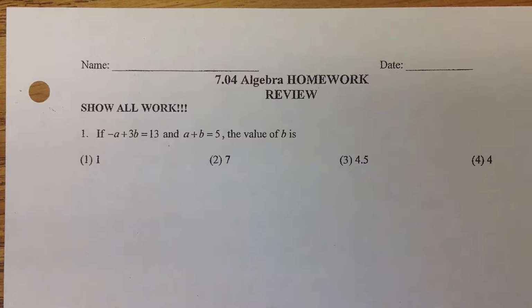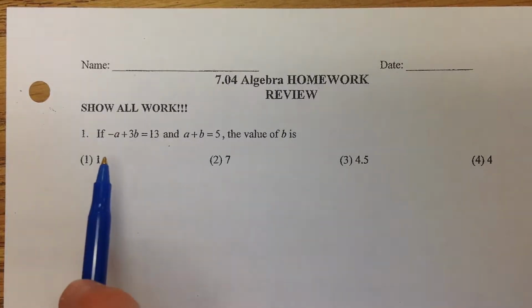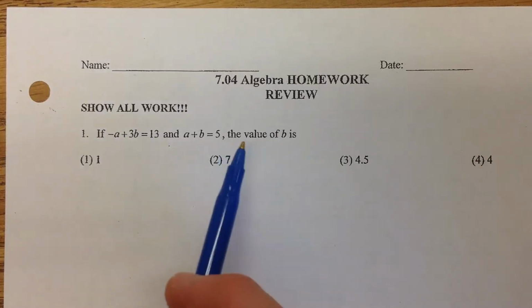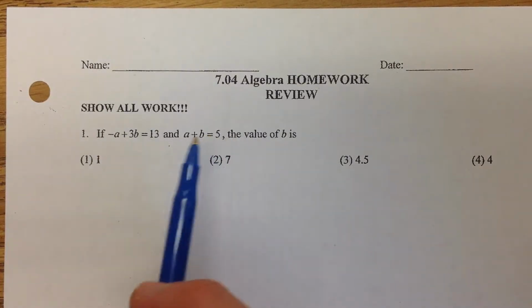What can sometimes make these a little tricky is that they're only looking for one of the letters. So you don't want to accidentally solve for the wrong letter or circle the wrong choice. My advice is do the whole problem, find both letters, and then go back and circle the one that they're actually looking for.